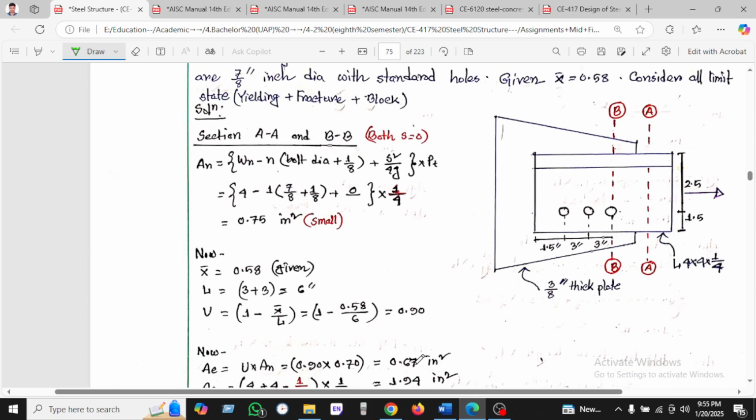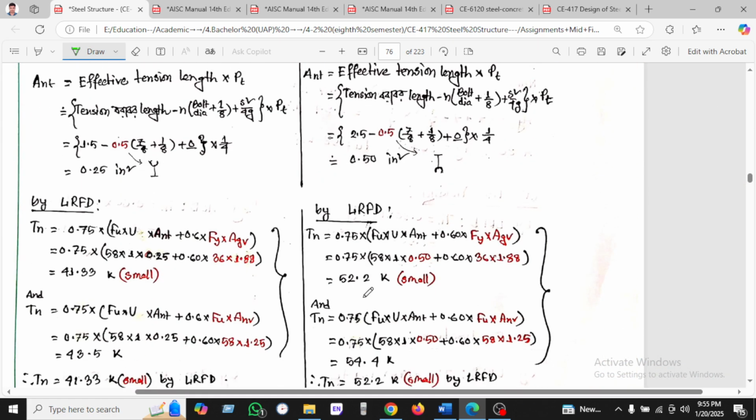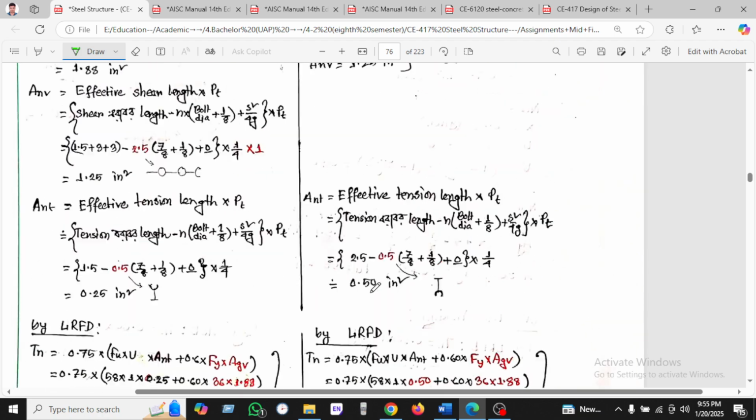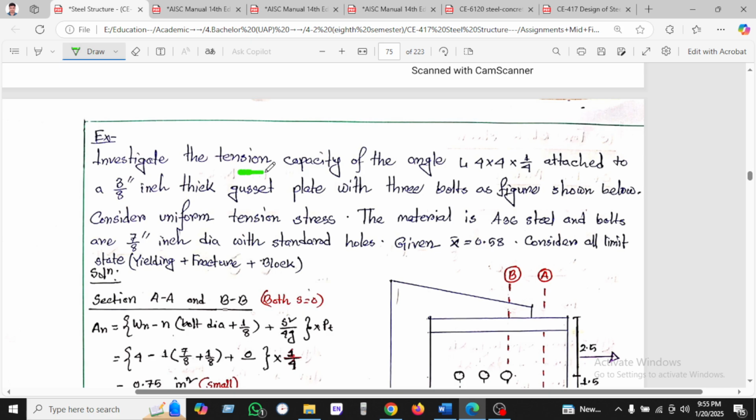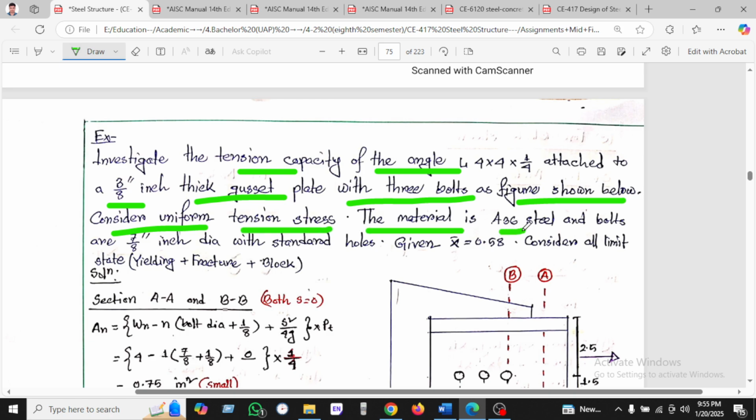Okay, so let's see another example. This is the last example. Investigate the tension capacity of the angle, which is L4 by 4 by 1/4, attached with a 3/8 inch thick gusset plate with 3 bolts as shown in the figure. Consider uniform tension stress. The material is A36 steel, and the bolts are 7/8 inch diameter with standard holes, and x bar is given.